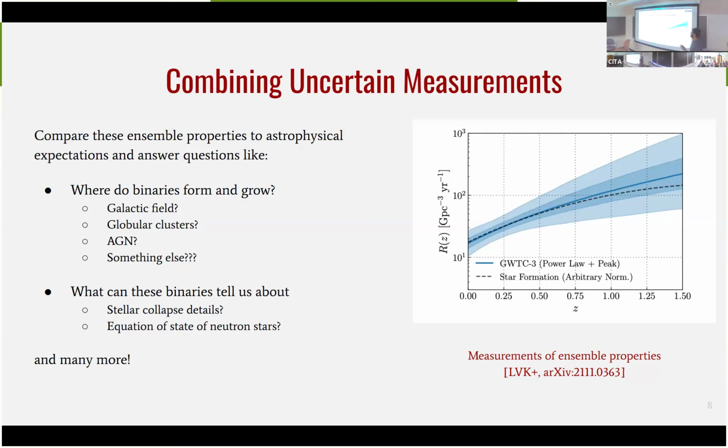But we can always forward model things using some prescriptions with these models, and then derive distributions of these masses, spins, redshifts, etc., from those models and compare that to data. As I said in the previous slide, these binaries might also be able to tell us about stellar collapse details, as to how supernovae behave, the equation of state of neutron stars, and many, many more. And we have a large presence in CITA doing these kinds of things.